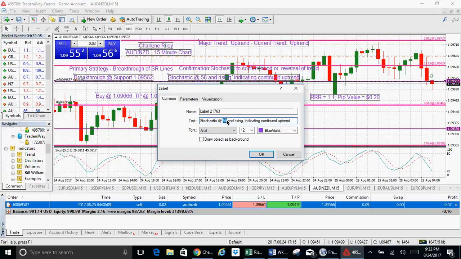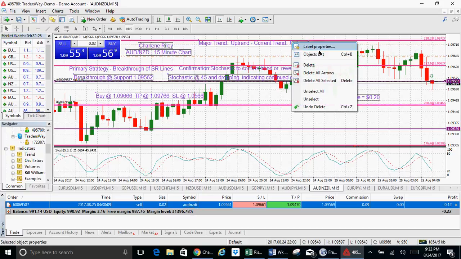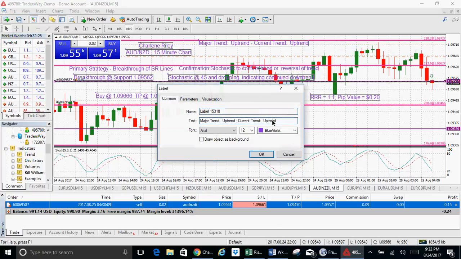Stochastic at 45 and dropping. Indicating continued downtrend. The major trend is uptrend, and the current trend is downtrend.